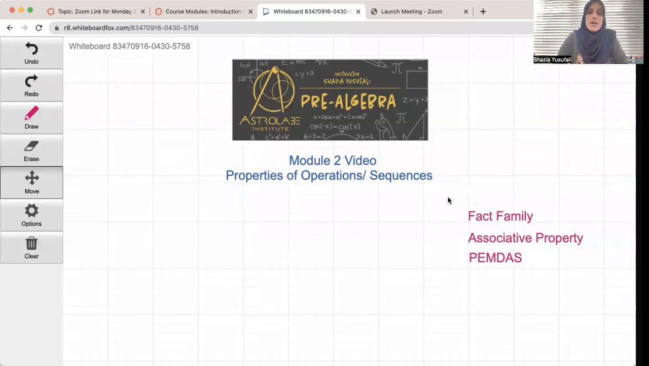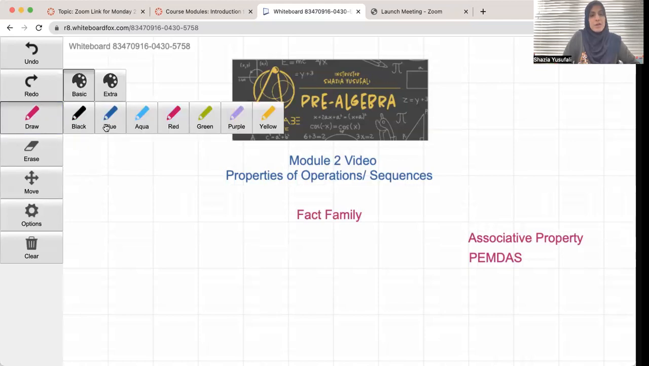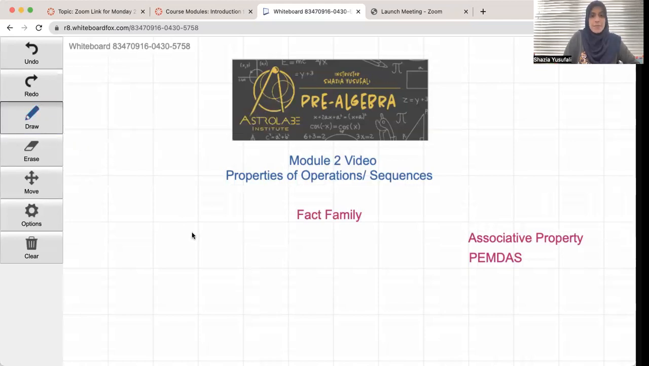So the first thing we will talk about is the fact family. First of all, what is a fact family? A fact family is generally a group of numbers that, when you apply them in different ways, have some form of relationship. For example, if I have the number 4, the number 8, and the number 12, I would consider these a fact family. You would ask, why is this a fact family? Let me tell you why.